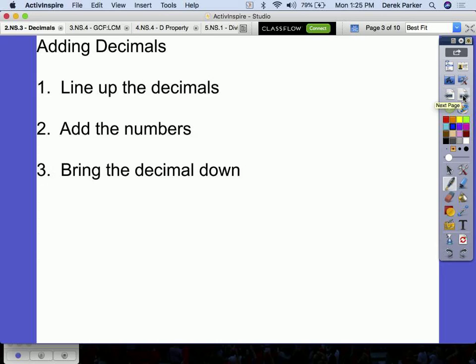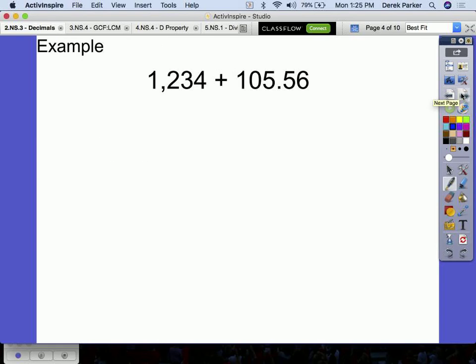When adding decimals, the rule is, first step, line up the decimals. Second step, add the numbers. Third step, bring the decimal down. For example, 1,234 plus 105 and 56 hundredths.